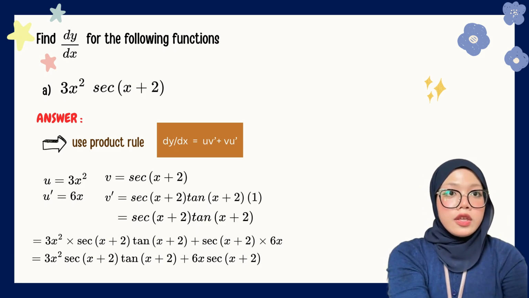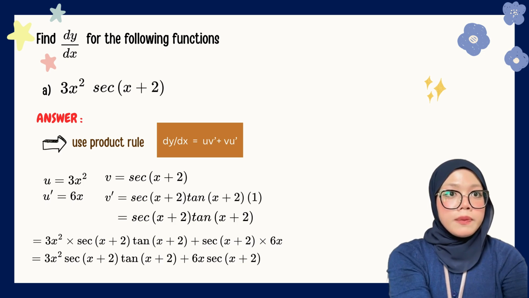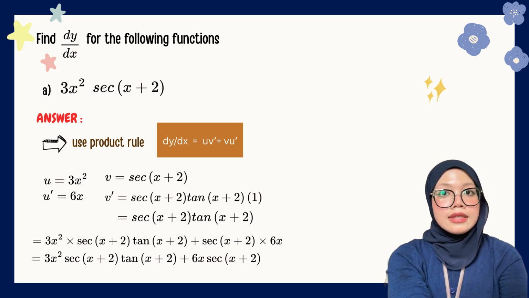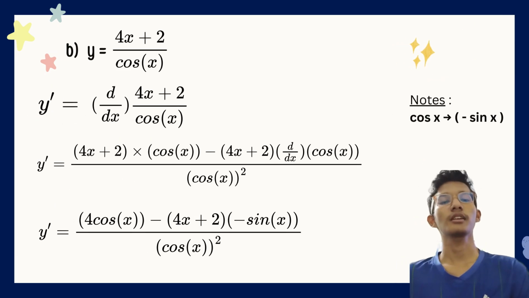So we get that u is 3x squared and u prime is 6x, and v is secant x plus 2, and v prime is secant x plus 2 tan x plus 2. So the final answer is 6x secant x plus 2 plus 3x squared secant x plus 2 tan x plus 2, and that's all. So for the next question, given y equals 4x plus 2 divided by cos x.